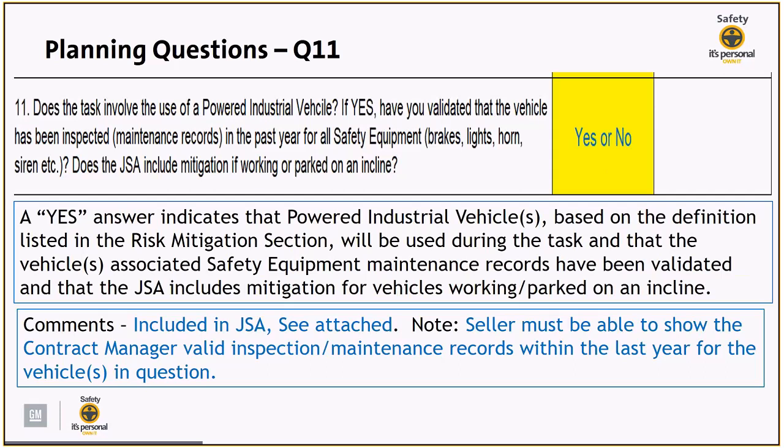So if the seller answered yes to this question, it would indicate that powered industrial vehicles, based on the definition listed in the risk mitigation section, will be used during the task, and that the vehicle's associated safety equipment maintenance records have been validated, and that the JSA includes mitigation for vehicles working or parked on an incline. So some comments you would expect to see would be something to the effect of included in the JSA or see attached. Just a note to you guys, the seller must be able to show you as the contract manager valid inspections and maintenance records within the last year for the vehicles in question.